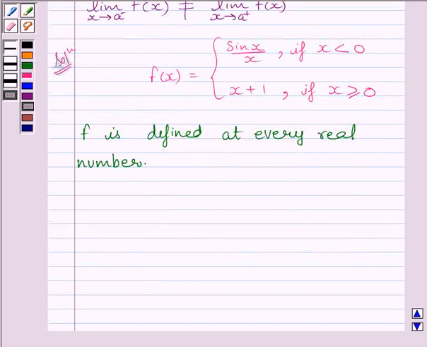Now let us discuss continuity of the function at every point less than 0. We are given f(x) is equal to sin x upon x if x is less than 0. Now sine function is continuous at every real number and this is a polynomial function. It is also continuous at every real number. Now we also know that quotient obtained by dividing two continuous functions is also continuous. So we can write function f is continuous at every real number less than 0.